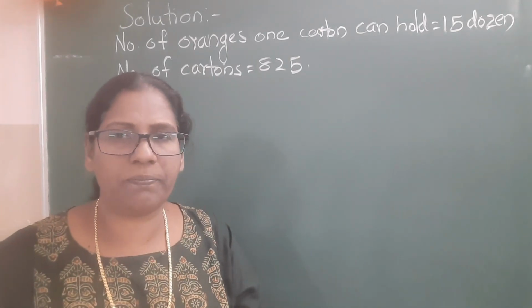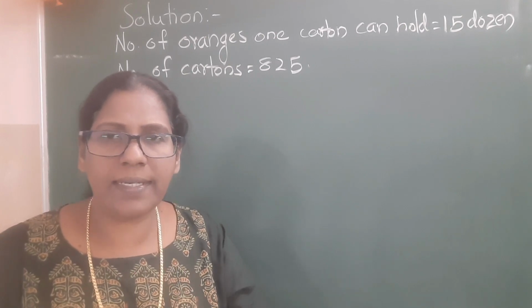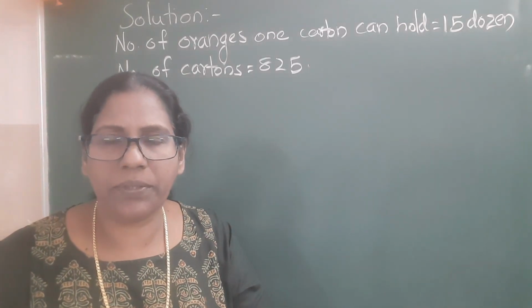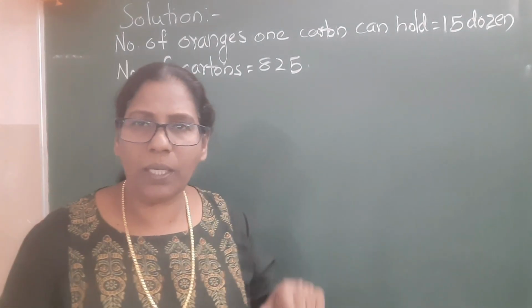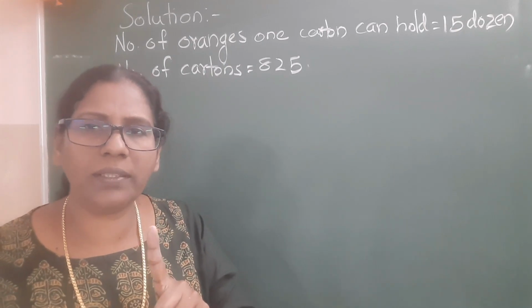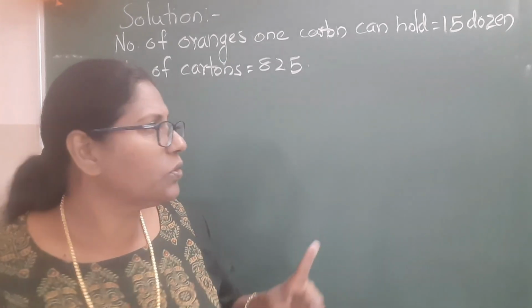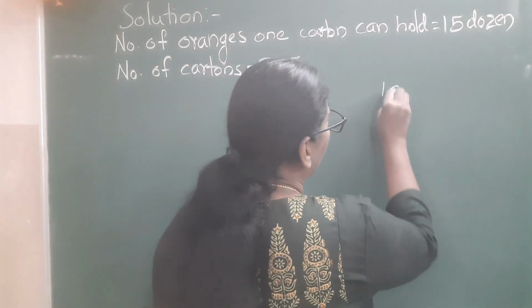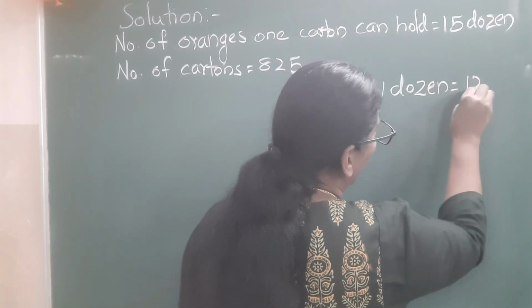825 cartons. It is not asked in dozen, it is numbers. So we have to convert that dozen into numbers. 1 dozen is equal to how many oranges? 1 dozen is equal to 12. So let's write 1 dozen is equal to 12 numbers.